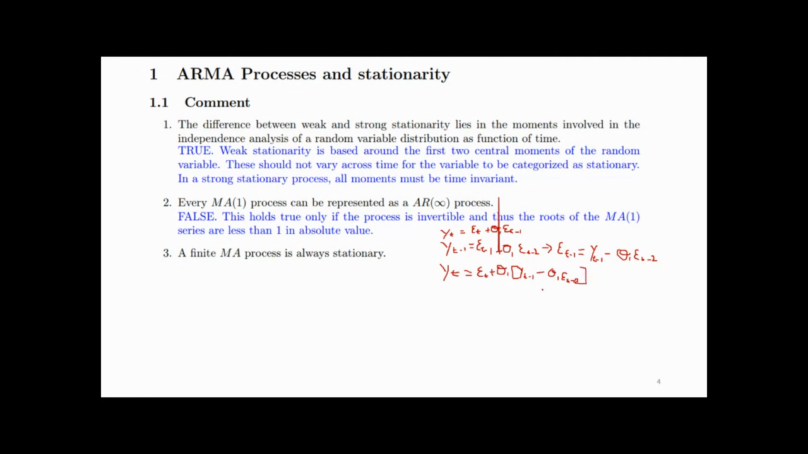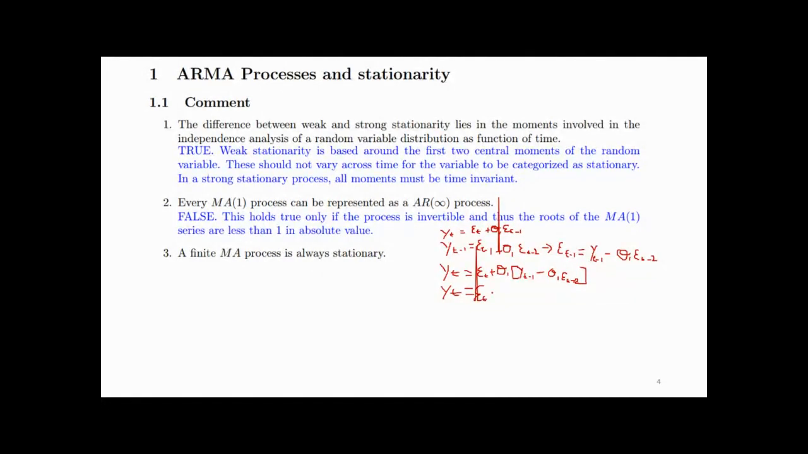Now we start getting, so if we do it again for epsilon t minus 2 and then epsilon t minus 3, what you start to get is a theta 1 that's growing and growing and growing, right? So a theta 1, so let's just solve this one.